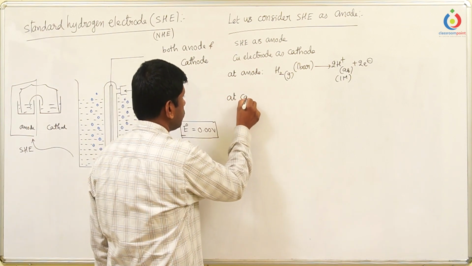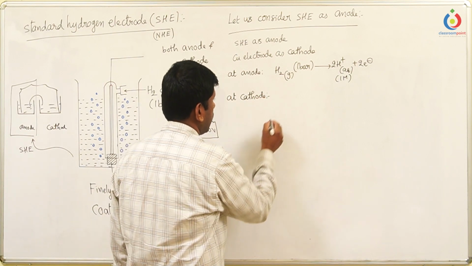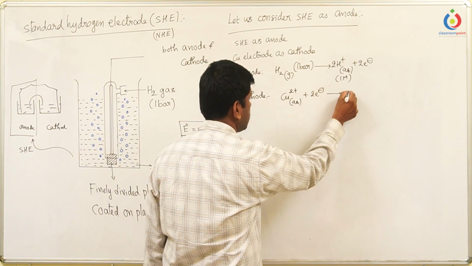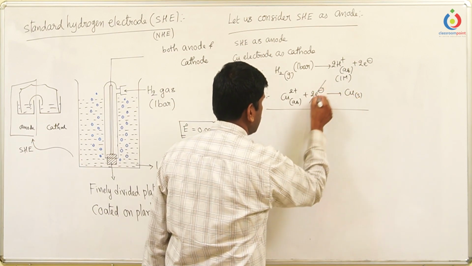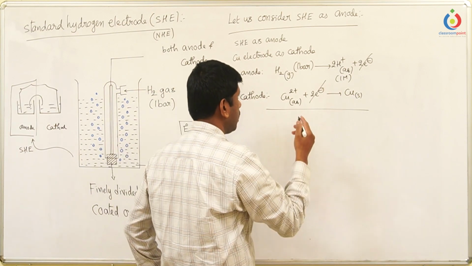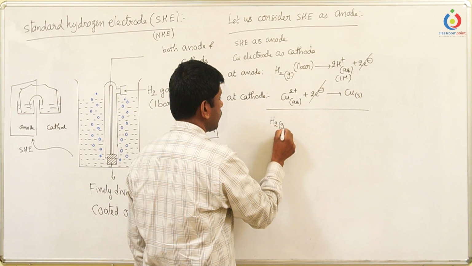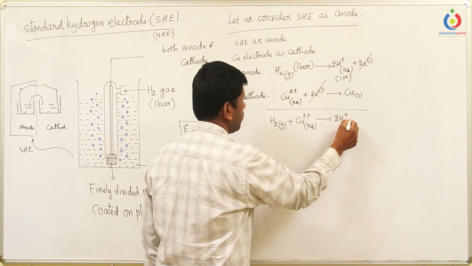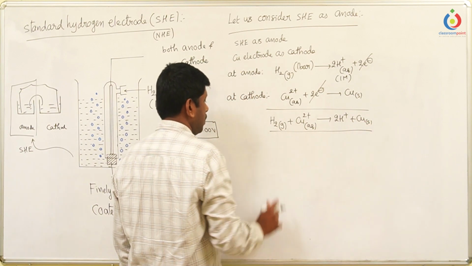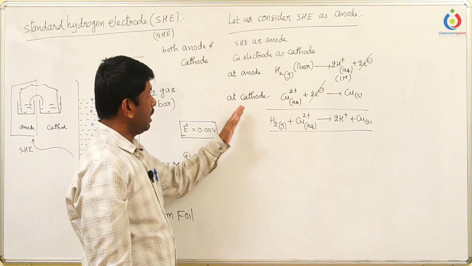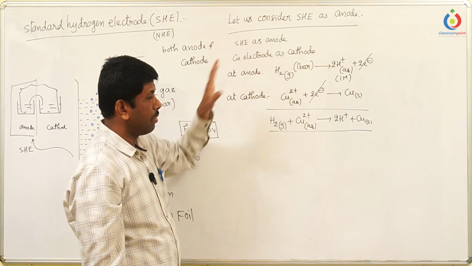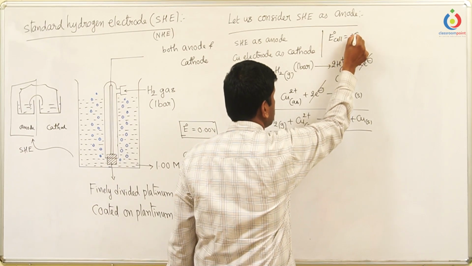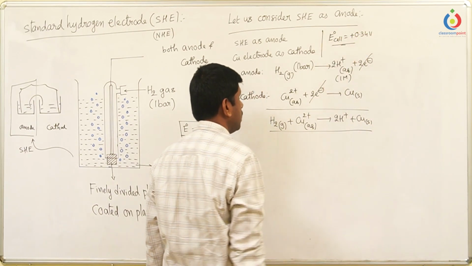So now at cathode, copper ion in aqueous form takes up those 2 electrons and is deposited as copper solid. So if you write down the complete equation, cancellation happens, 2 electrons. So we can write down that H2 gas reacts with Cu2 plus in aqueous state, giving 2 H plus ions plus copper solid. So for this reaction to happen, whenever this standard hydrogen electrode is taken as anode and copper electrode is taken as cathode, the E naught cell value observed was plus 0.34 volts. That means this cell is possible.